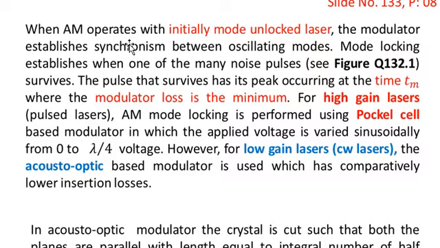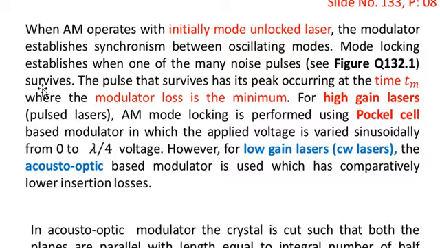When the AM modulator operates with the initially mode unlocked laser, you know that even though we are using an AM modulator, initially the modes incident on the modulator will be unlocked. The modulator establishes a synchronism between the oscillating modes. Mode locking is established when one of the many noisy pulses, for example, one of the noisy pulses shown in figure 1 of the previous slide, survives.